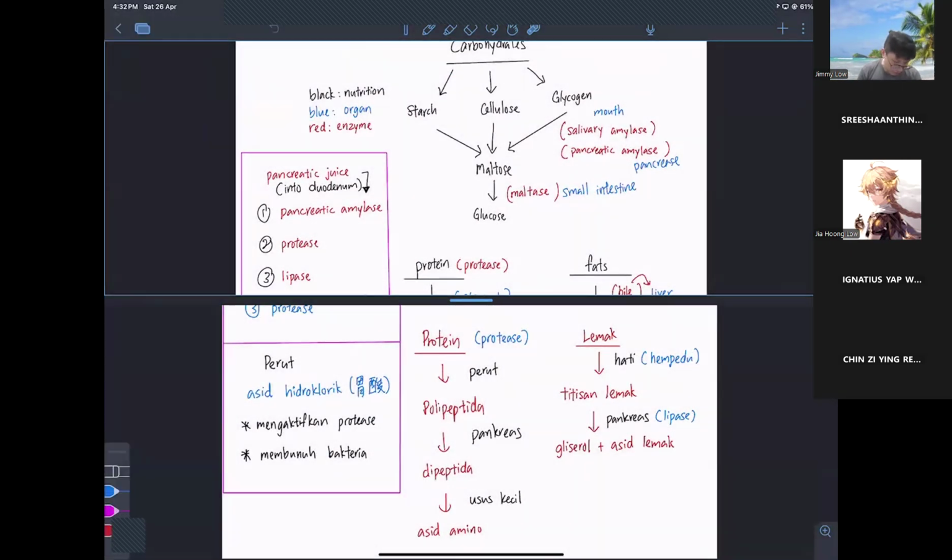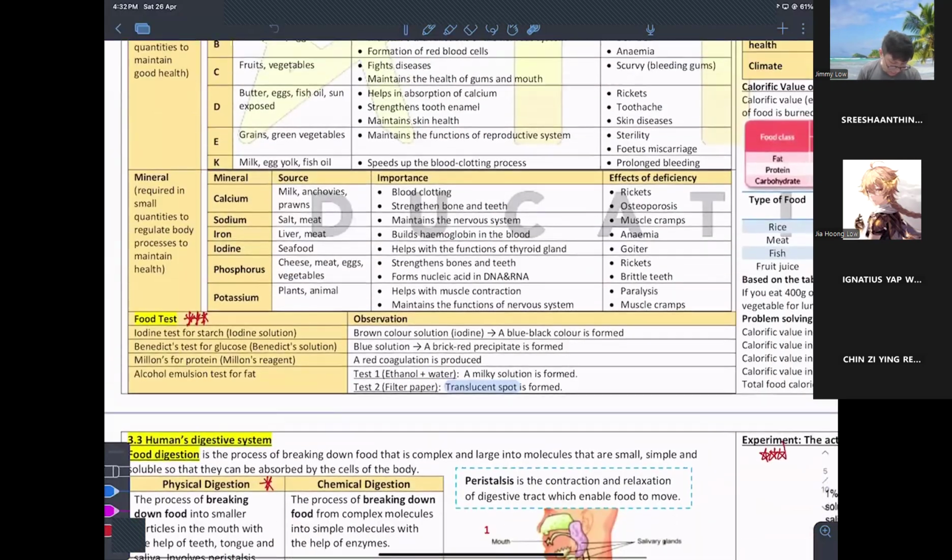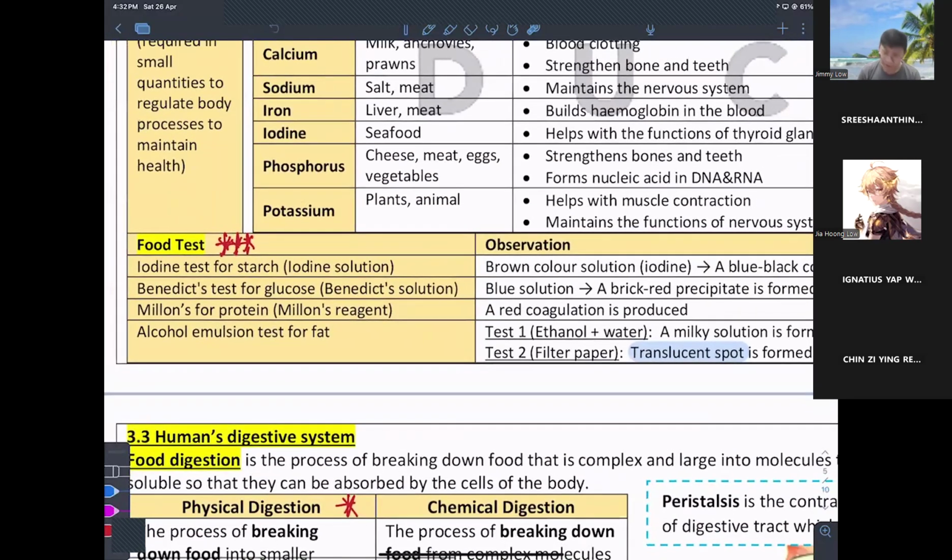Okay. So yeah, one more thing is your food test. You have to know. What are the changes that happen in the food tests? Okay. So iodine is going to change your brown color to blue color lah. Benedict's test is going to change blue color to brick red precipitate. Okay. Millon's reagent will form red coagulation. Millon's reagent is originally transparent. Okay, you can say from transparent become red coagulation form.